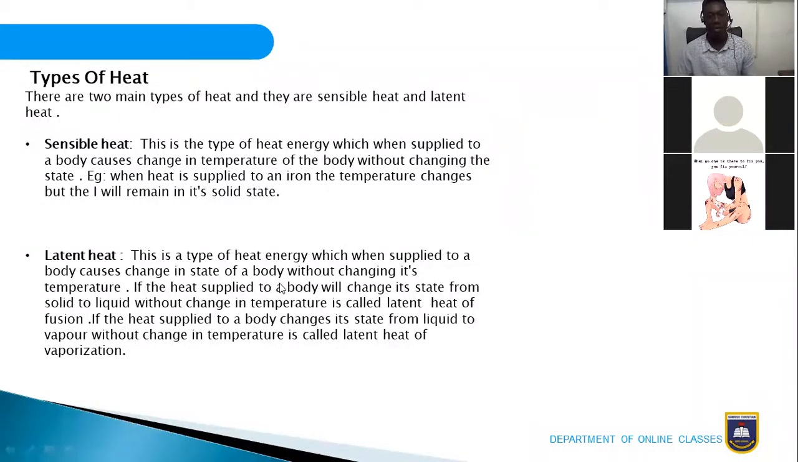If the heat supplied to a body will change its state from solid to liquid without changing temperature, it is called the latent heat.